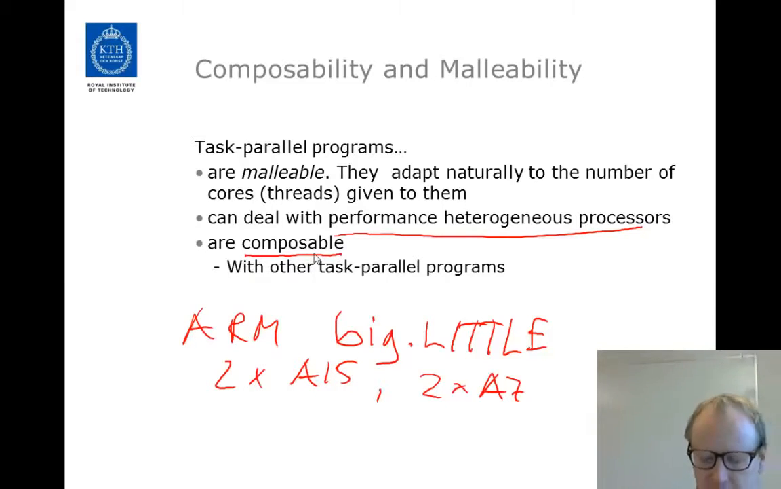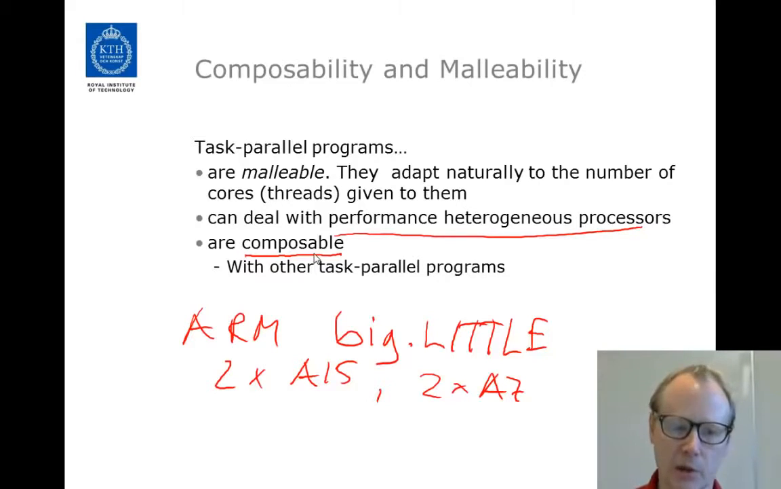Composability means that you should be able to write a library, a function or something callable from another parallel part of the program. And this is not the case if you program with explicit threading and so on. So task parallel programming leads to composable programs. You have the opportunity to write functions or reusable parallel components that others can use in their parallel code.